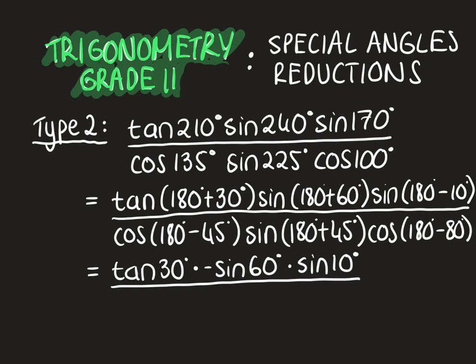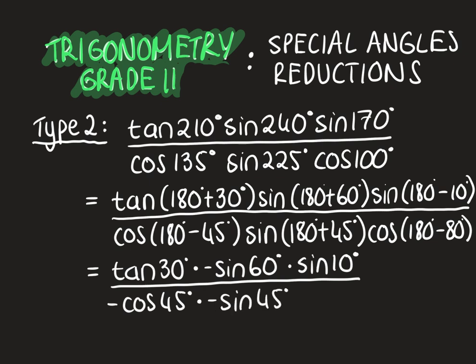Okay, great. The bottom, cos of 180 minus 45. 180 minus is the second quadrant, which is the sine quadrant. Therefore, cos is negative there. So this will reduce into a minus cos 45. The middle one at the bottom, sine of 180 plus 45. 180 plus is the third quadrant, which is the tan quadrant. This reduces into minus sine of 45.